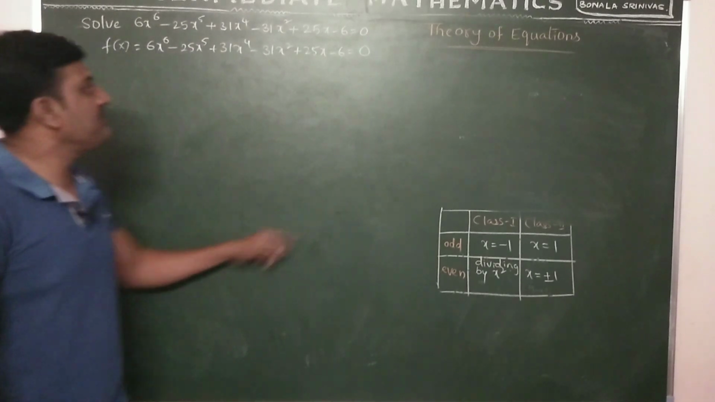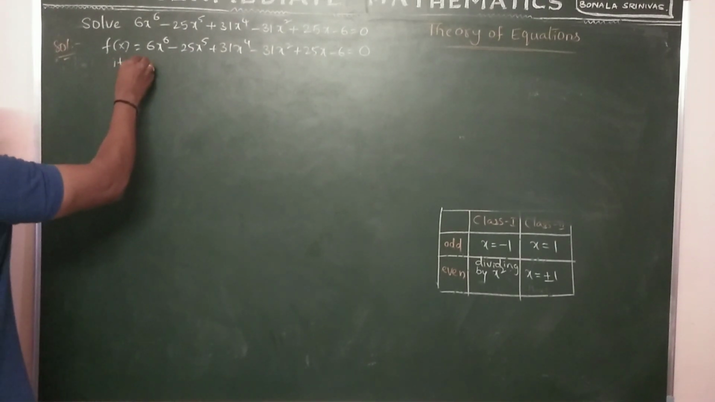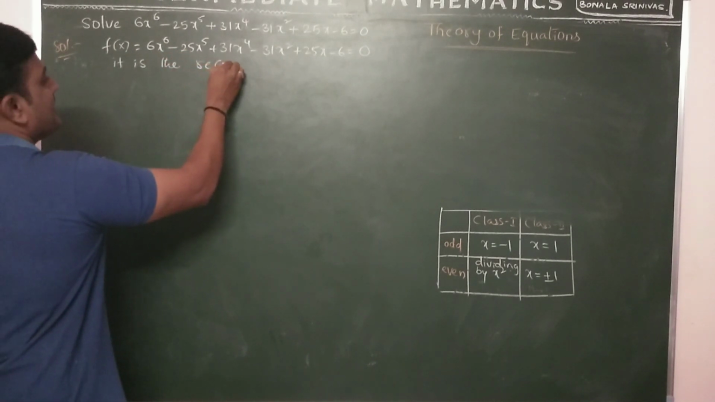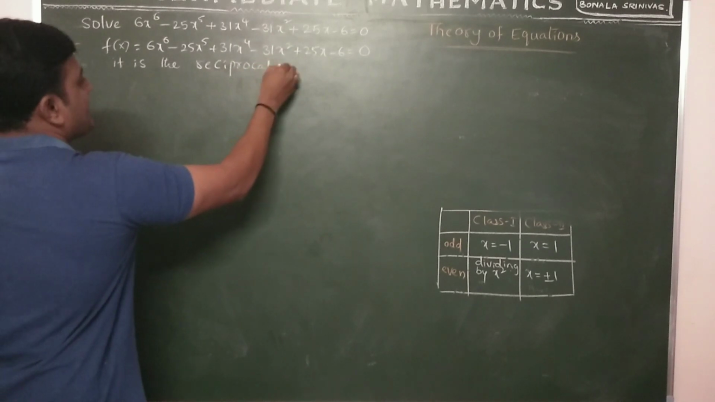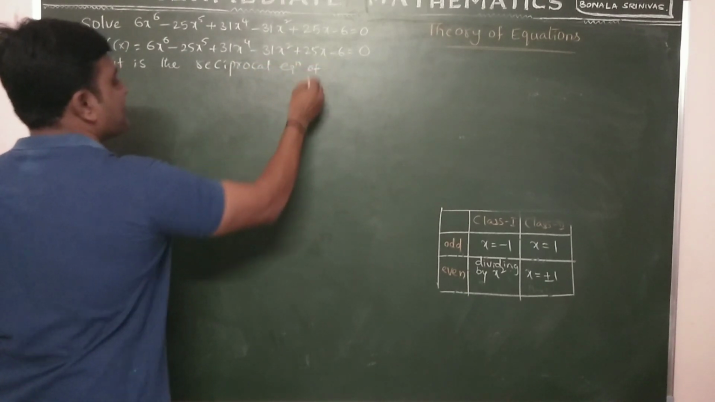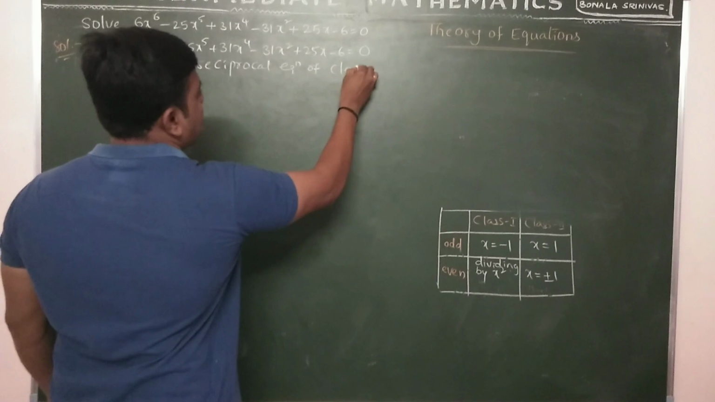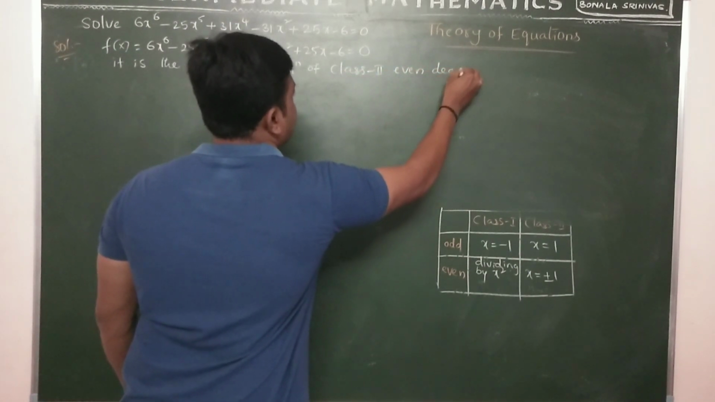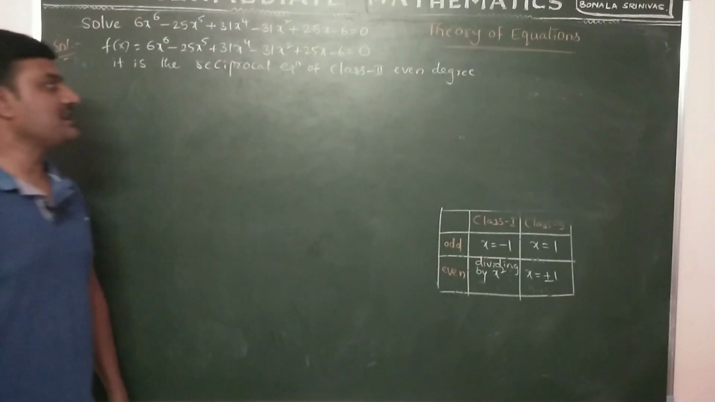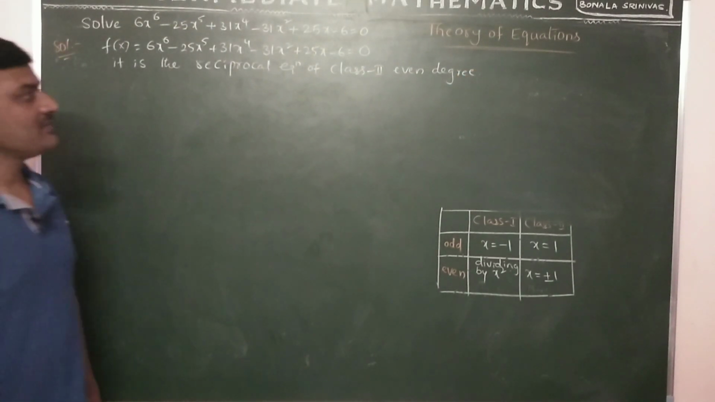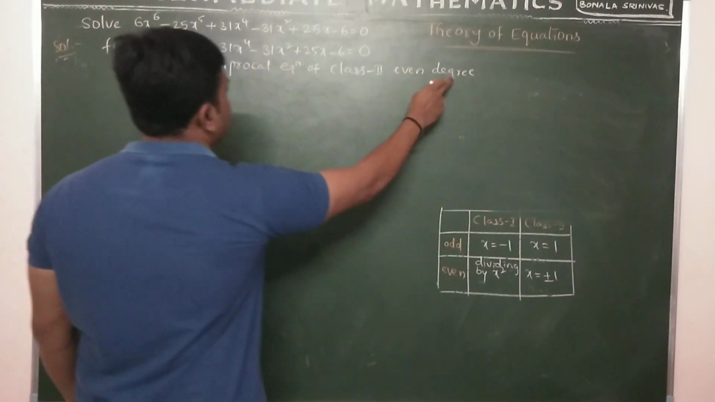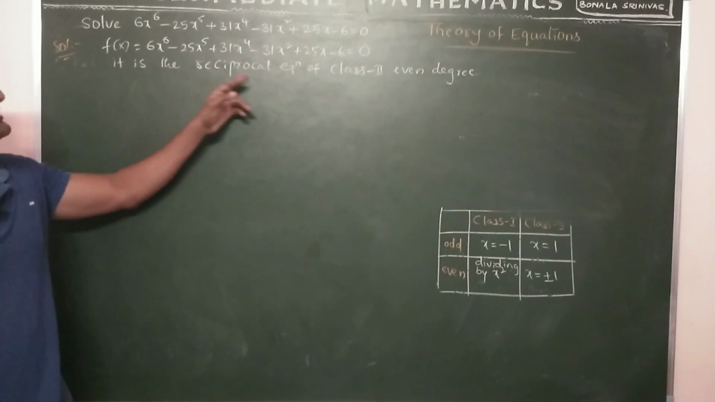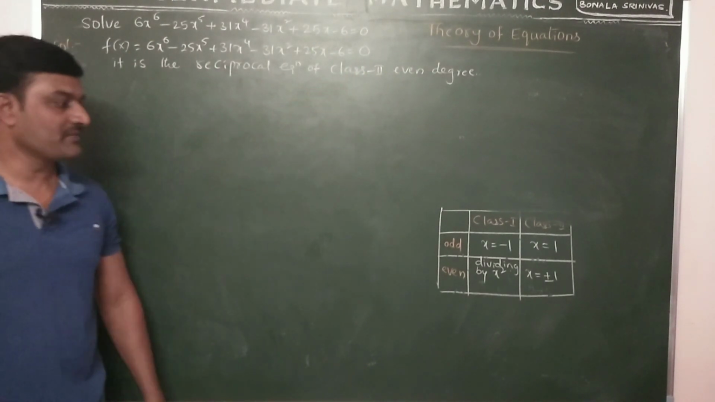Even degree, class 2. Yes or no? Now it is a reciprocal equation of class 2, even degree. Okay. Class 2 even degree equation. Then now it is definitely a reciprocal equation of class 2, even degree.